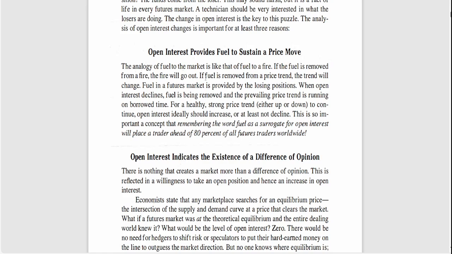The analogy of fuel is that the market is like a fire. If the fuel is removed from the fire, the fire will go out. If the fuel is removed from the price trend, the trend will change. Fuel in the futures market is provided by losing positions. When open interest declines, fuel is being removed and the prevailing trend is running on borrowed time. For a healthy price trend to continue, open interest ideally should increase, or at least not decline. This is an important concept: remembering the word fuel as a surrogate for open interest will place a trader ahead of 80% of all futures traders. So when you use open interest, you are 80% ahead of all traders.